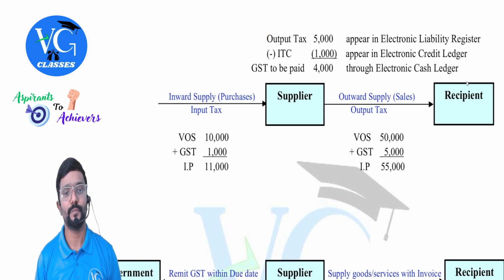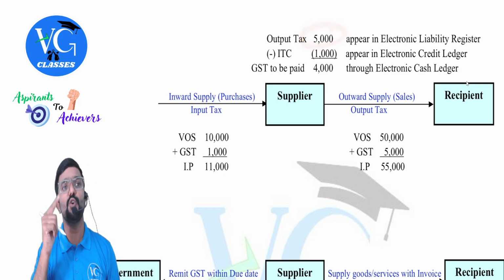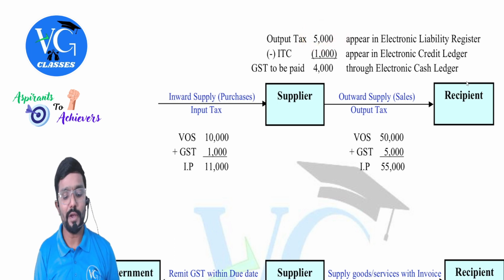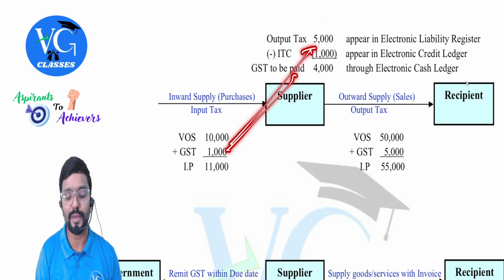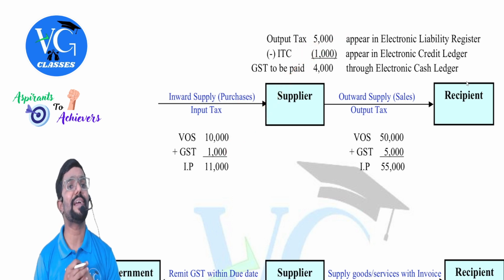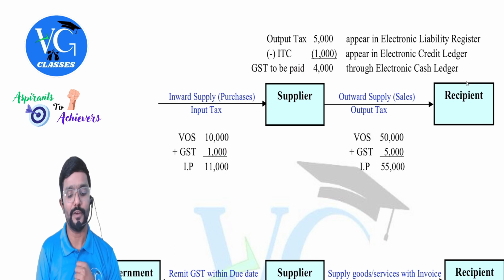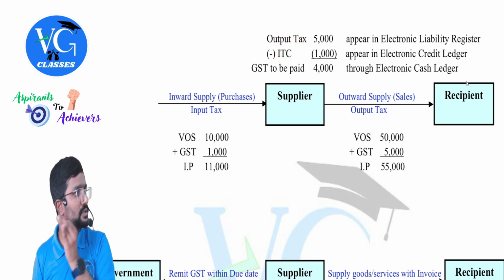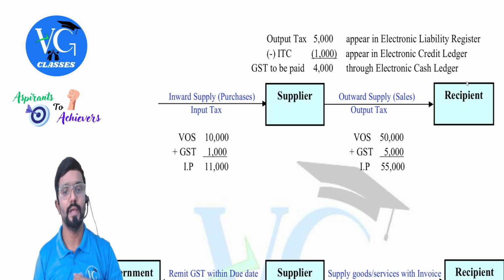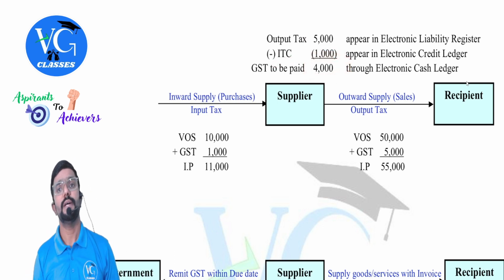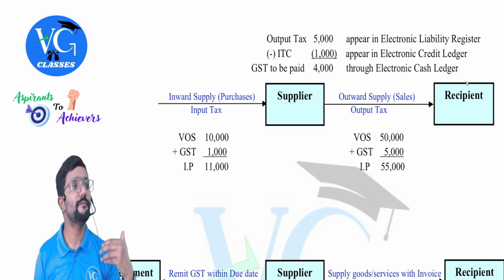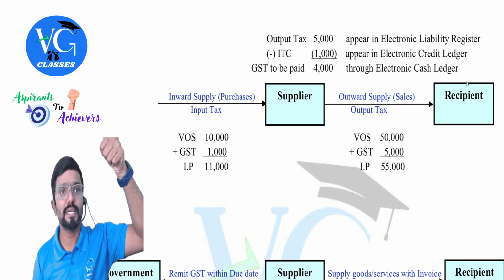On the top, you observe now. Output tax which I collected from you is 5,000. But I have already paid 1,000 rupees on my inward supply. What do I do with that? I will claim a credit of it. That is what we are learning now. When I can claim the credit of my input tax, we call it as input tax credit, guys. So remaining, how much should I deposit to the government now? 4,000, guys.